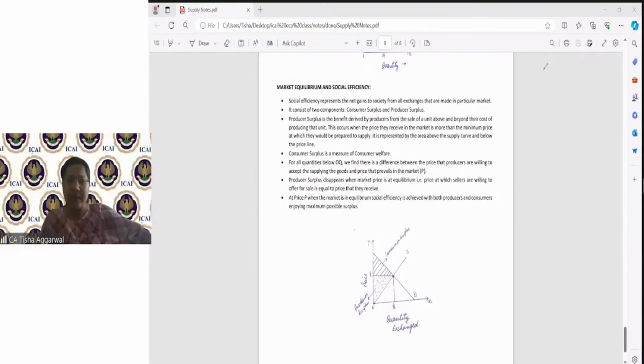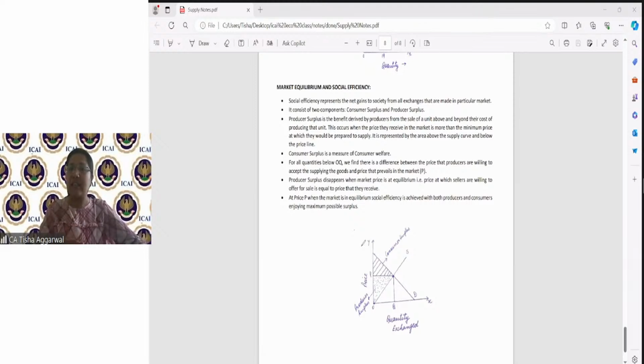So look at the diagram here. Consumer surplus, what happens is this: I'm ready to pay 10 rupees for 1 kg of tomato, but I get a benefit or a utility of 1.5 kg for that same price. So market equilibrium and social efficiency is the gain that any society derives from the exchange of a product in the whole market. So gain will be derived by both the parties, that is the seller and the buyer. When it is given to the buyer, it becomes a consumer surplus. The moment it is derived by the seller, it becomes the producer surplus.